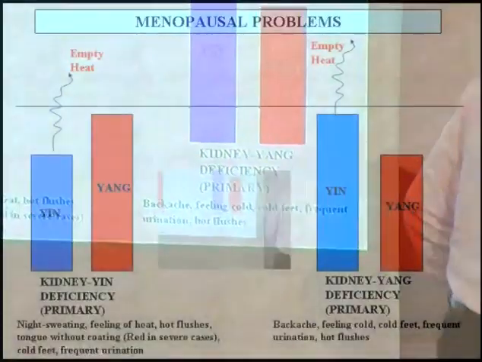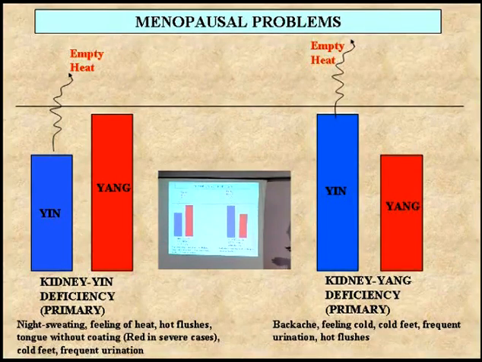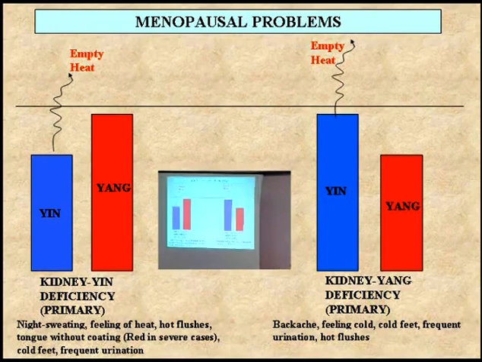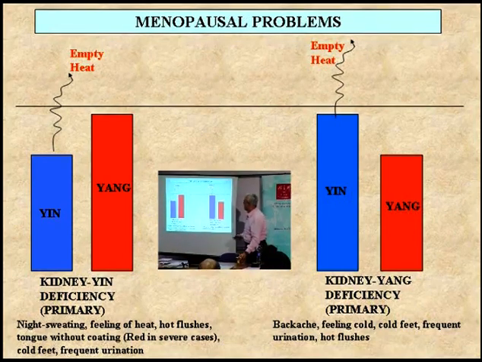I don't know if I've got the diagram here. Yeah, it's better if we look at this one here. So that's basically what happens. This is a woman with kidney yin xu, okay? A pre-existing kidney yin xu. And this is very easy to explain. She's got a lot of empty heat, okay? But you see, the yang is also below the line, so she may have cold feet. It happens all the time. A woman with yin xu, a lot of empty heat, but she has cold feet or frequent urination. That's because of that.